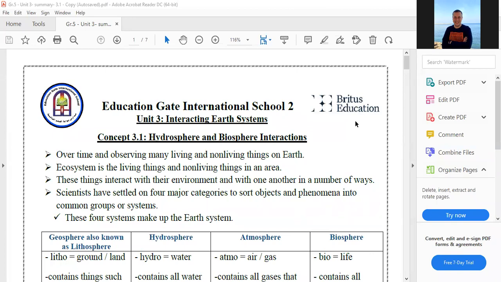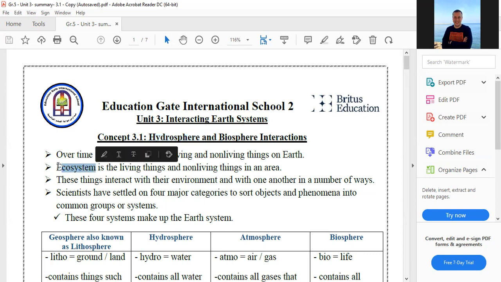This is the first science session that we will start by a summary. Inshallah, in this term, we will work from unit number 3. This is book number 3 of our science book. This is the third part. This unit is titled Interacting Earth Systems. Interacting Earth Systems refers to concept 3.1, Hydrosphere and Biosphere interactions. We will study the hydrosphere and the biosphere and the other systems, and we will know what they mean and what the interactions between them are.